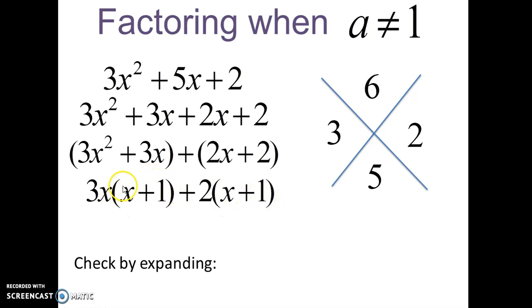Notice now that we have the same factor, x plus 1, x plus 1. So that is now our GCF for the entire thing. I'm going to pull out the x plus 1, and then I'm going to have 3x plus 2 here. Now that is the factored form. If you multiply that out by expanding, check it, you'll get back to this. So this method is called factoring by grouping. It's an extension of the x-factor method when a is not 1. So multiply and double check.